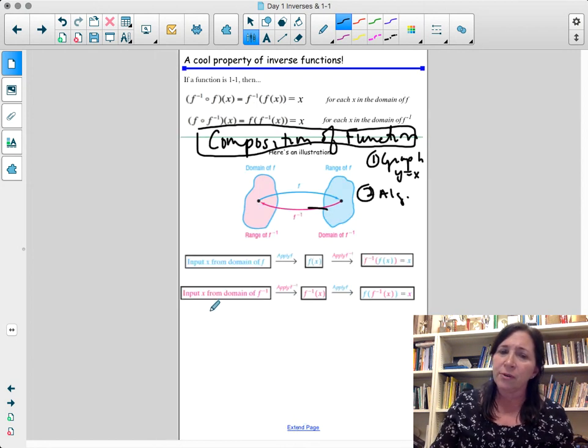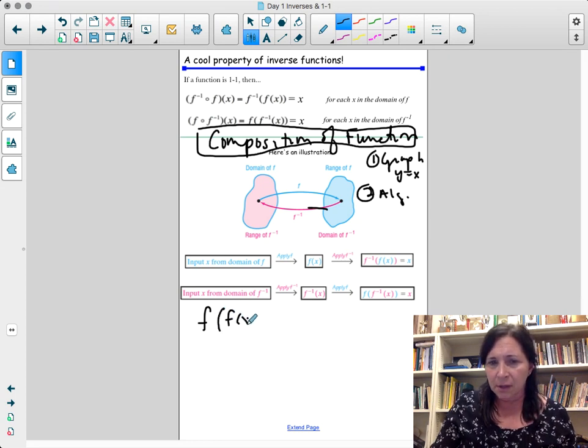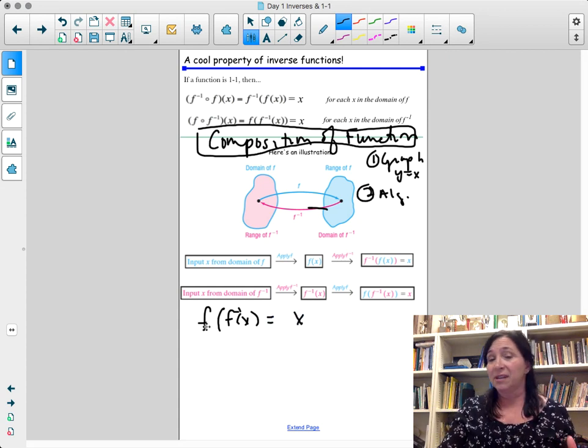I don't know if you can see, it's kind of small, but if I plug the inverse into my f of x equation, I'm going to get x if it's an inverse.